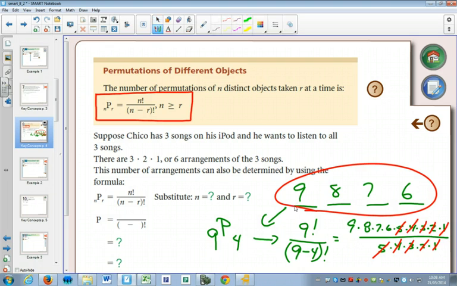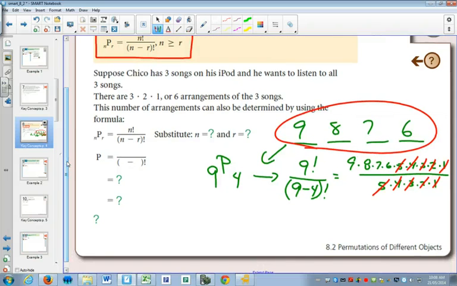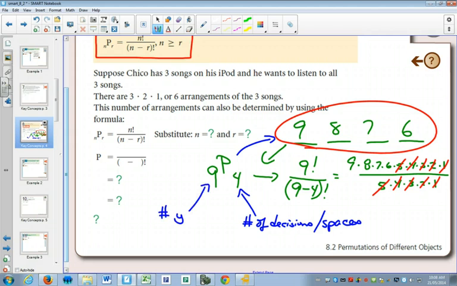So some key things about this, as far as how does this relate to spaces, this is your number of decisions, which our number of decisions is our number of spaces. And this is the number you start with, and go down by 1 after that. So when you see 9p4 and you want to calculate it, you could say to yourself, well, I could use the formula, or I just know that that 4 means how many spaces, and this 9 is the number that you're going to be starting with, and you could go from there.